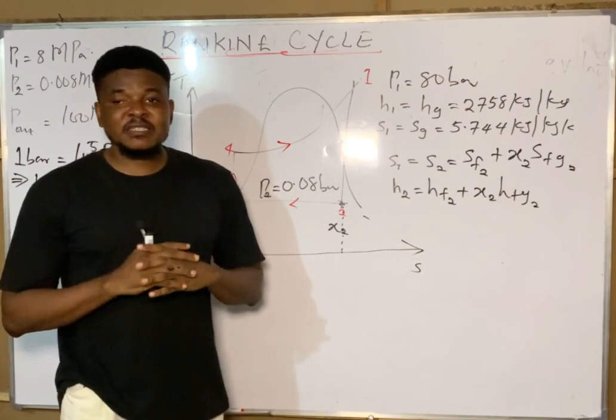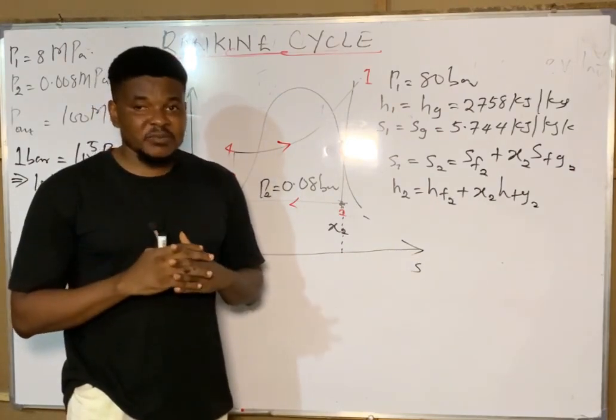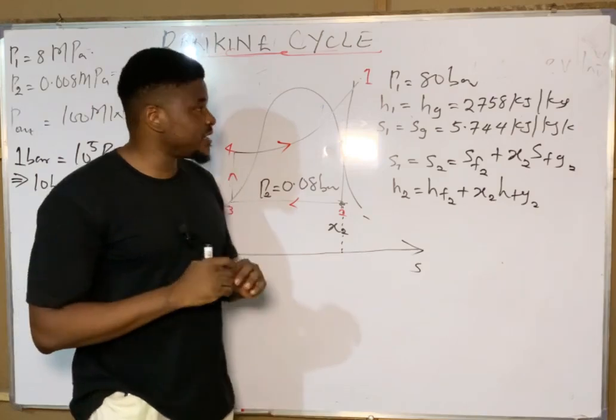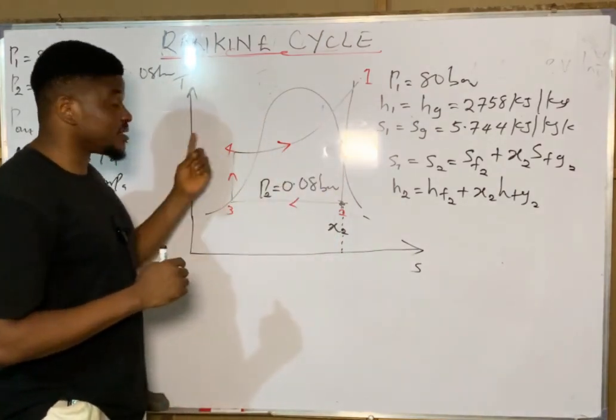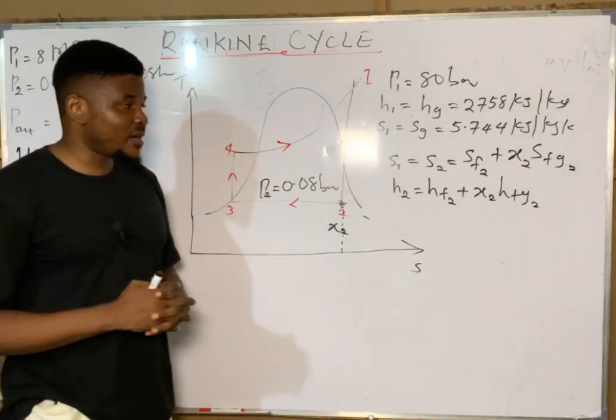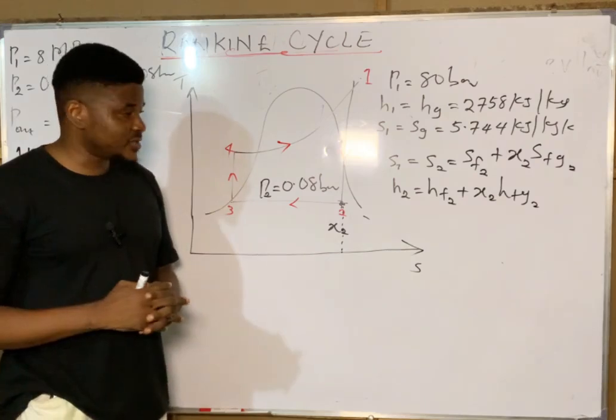Remember, all the formulas in the Rankine cycle are related by the enthalpy. So all we are doing right now is finding the enthalpy at state 1, enthalpy at state 2, enthalpy at state 3, and enthalpy at state 4. Then we'll apply all our formulas to get our results.